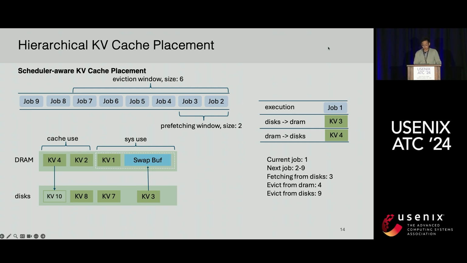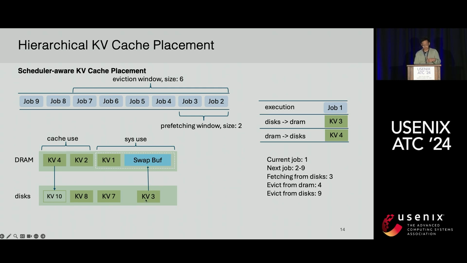For example, when the LLM is processing job 1, we can look at the job information in the job queue, and in the job queue we find that job 2 is the next job, and the KV cache of job 2 is already in the DRAM. So this is the best placement. And then we look at the next job. For job 3, its KV cache is in the disk. So we need to fetch the KV cache to the DRAM.